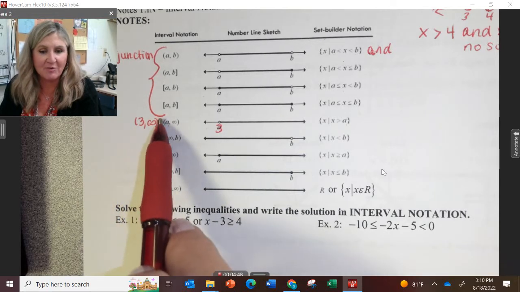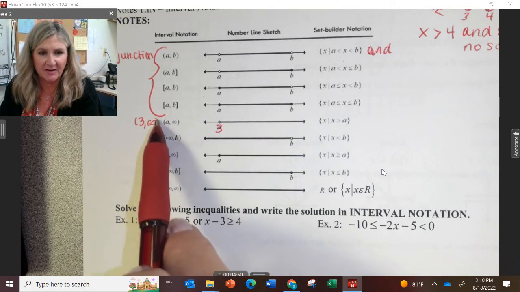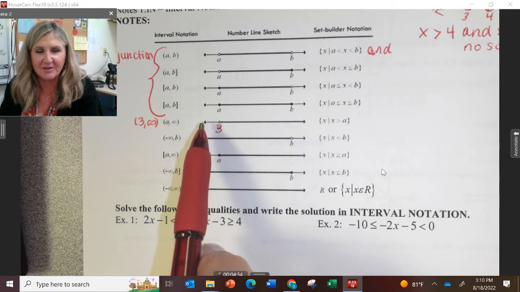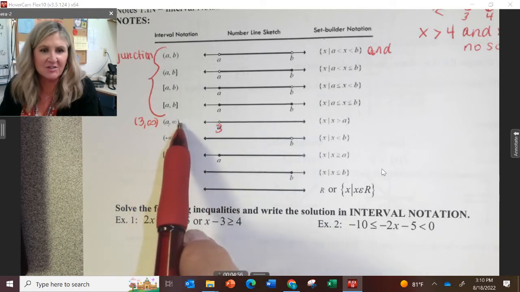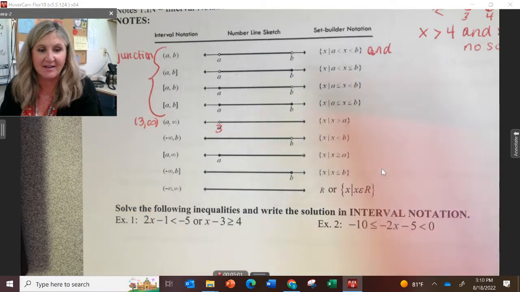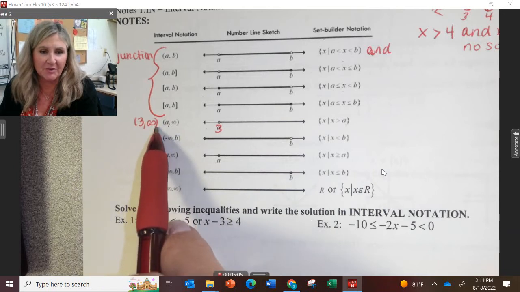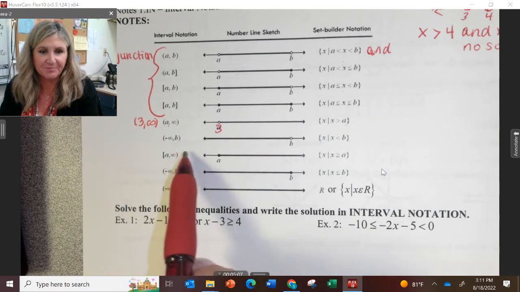Infinity will never have a bracket because we can't be equal to infinity. We just get closer and closer. You've probably heard the phrase by Buzz Lightyear, "To infinity and beyond." Since we can always go beyond, if you say the largest number you can think of, I can go beyond it just by adding 1 to it. So that's why we always use parentheses on the infinity.